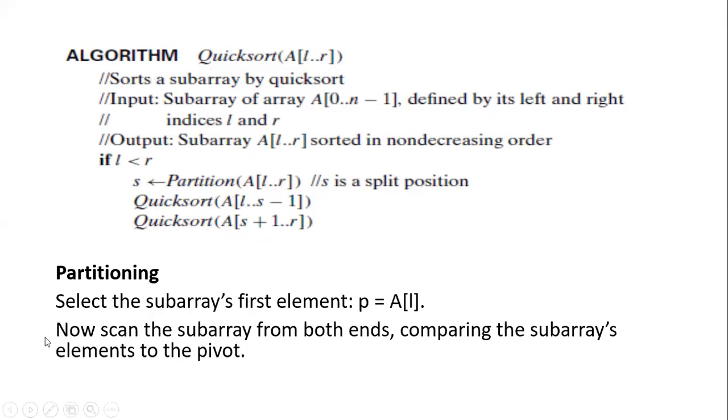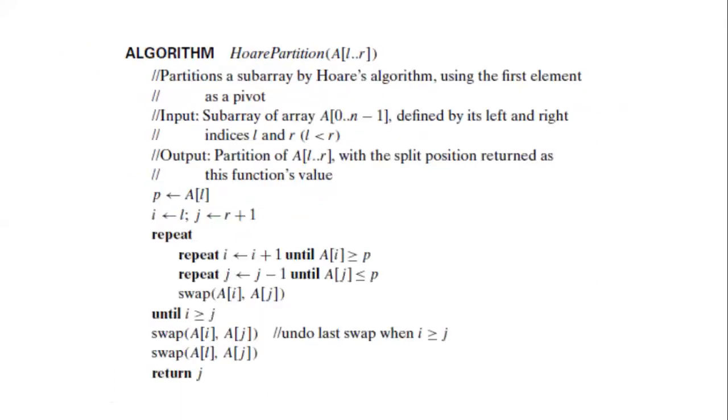So what does this partitioning do? This partitioning is also called Hoare partitioning. It will select the subarray's first element as the pivot P. Now it will scan the subarray from both ends, comparing the subarray's elements to the pivot element. What is the pivot element? The pivot element is something which is at the center of the array. So this is the algorithm. This will partition the subarray by Hoare's algorithm using the first element as the pivot element.